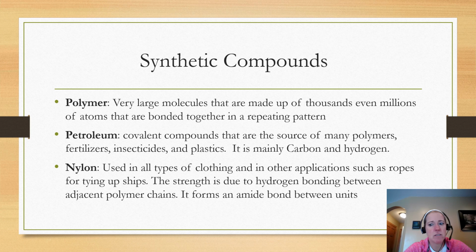Okay, synthetic compounds, getting closer to the end here. A polymer is a very large molecule made up of thousands or even millions of atoms that are together in a repeating pattern. Petroleum has covalent compounds that are the source of many polymers, fertilizers, insecticides, and plastics. It's mainly carbon and hydrogen. Nylon is used in many types of clothing and in other applications such as ropes. The strength is due to the hydrogen bonding between adjacent polymer chains, and it forms an amide bond between units. So those are important.